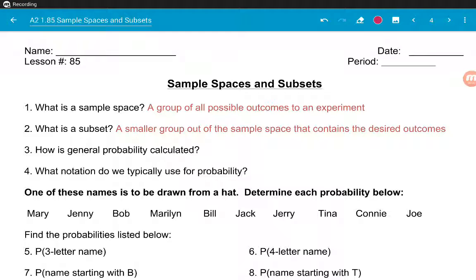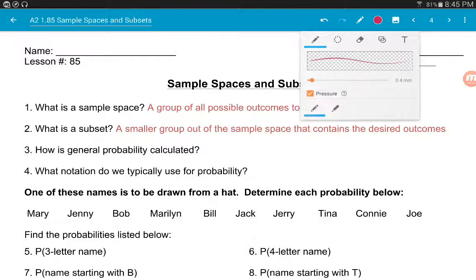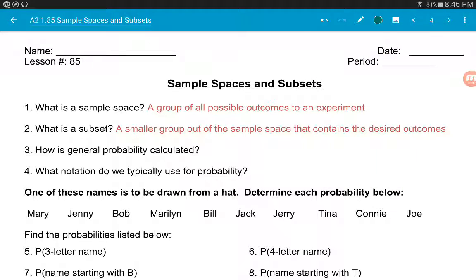Okay, here's a video on lesson 85, sample spaces and subsets, which is our first lesson under the topic of probability. So the first two things you need is a definition. A sample space is a group of all possible outcomes to an experiment. So if you roll a dice, a single dice is called a die. If you roll a die, you have 6 possible options. That's the sample space.